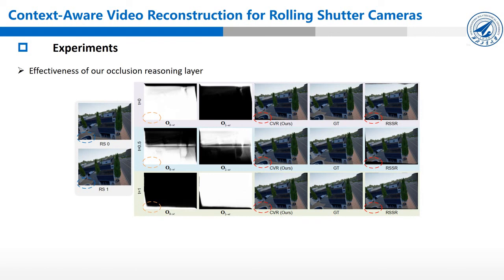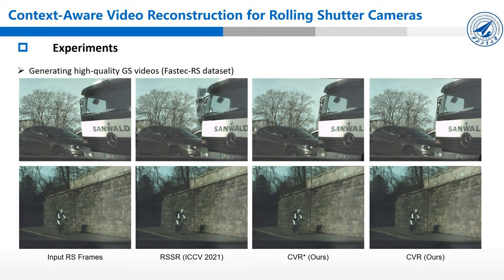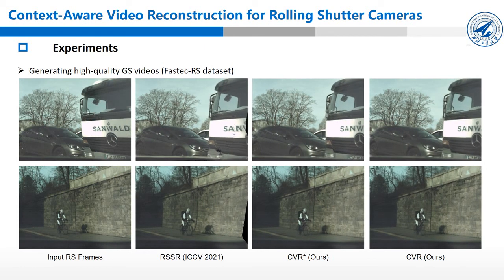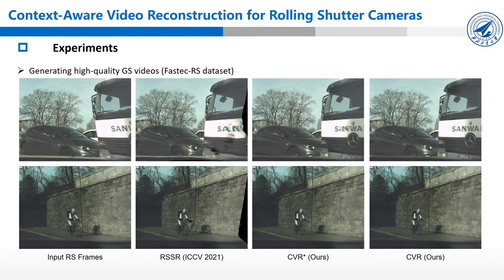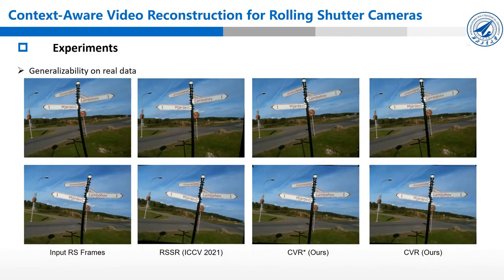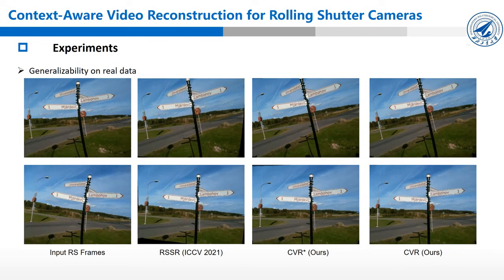Our method can adaptively and efficiently reason about complex occlusions and temporal abstractions, leading to visually more satisfactory reconstruction results. Thanks to efficient context aggregation and motion enhancement, our method can generate a smooth global shutter video with more details and fewer artifacts. At the same time, our method also generalizes well on unseen real data and can generate a coherent global shutter video.